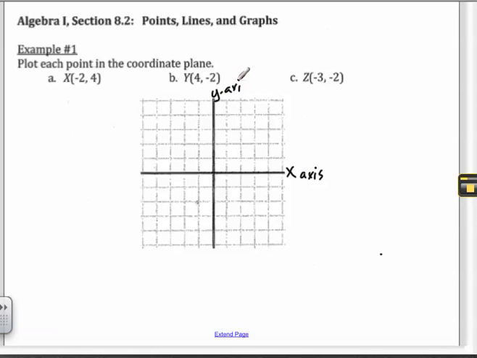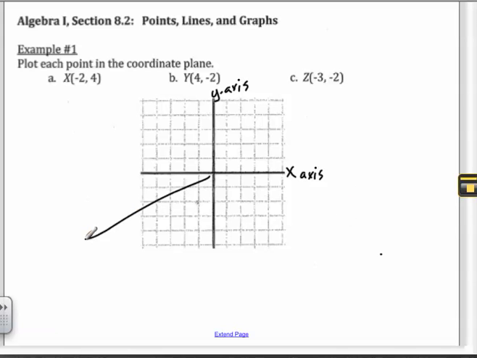Anytime I'm working with an equation that doesn't have x and y, say it has a and b, then it's always alphabetical, and the first letter is going to be the x-axis or the horizontal, okay? And then the second is going to be the vertical axis. All right, but in this case, we're talking about x's and y's, and we're going to plot some points here.